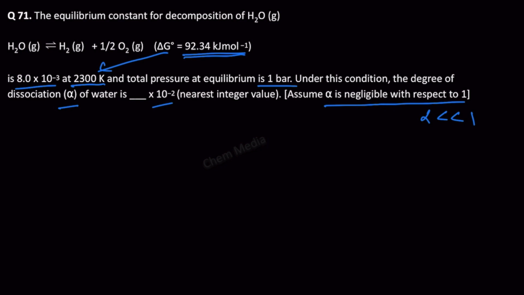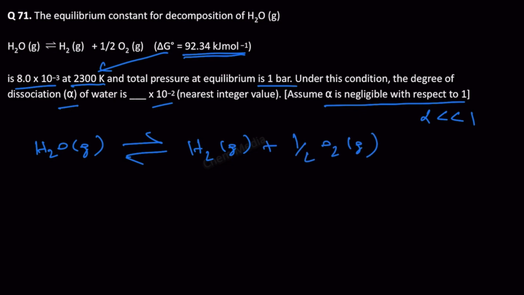Let us first write the ICE table. We have water getting decomposed as H2 gas and O2 gas. The stoichiometric mole ratio here is 1 mole, 1 mole and half a mole. But if we are writing the ICE table, then at t equal to 0, we have 1 mole here, but we will not have anything of H2 or O2.